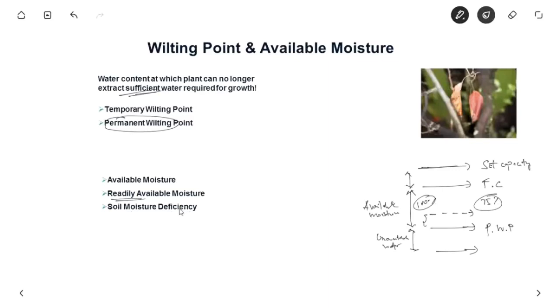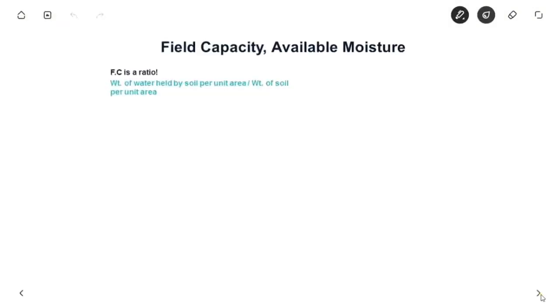Soil moisture deficiency is nothing but the volume of water required to bring the soil back to the field capacity. That is known as soil moisture deficiency. So when we want to bring the soil to field capacity, we apply some water, and this water is basically the soil moisture deficiency.